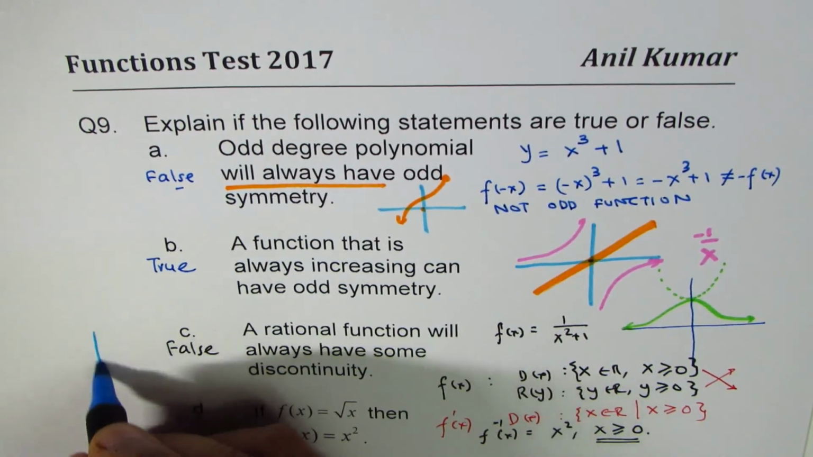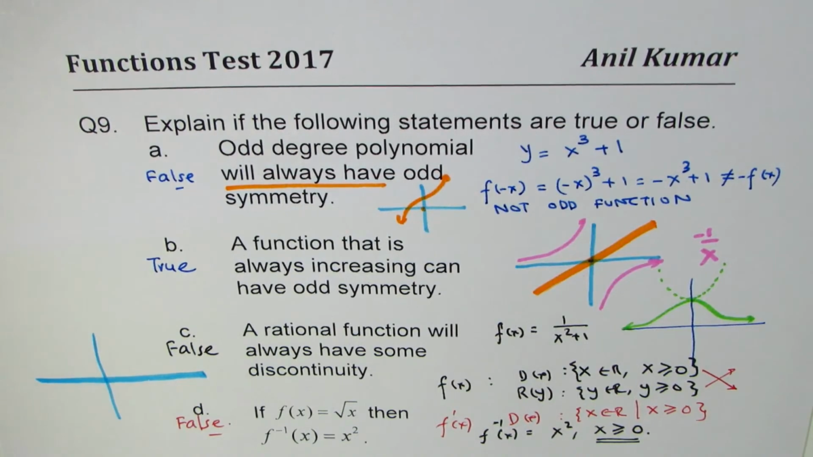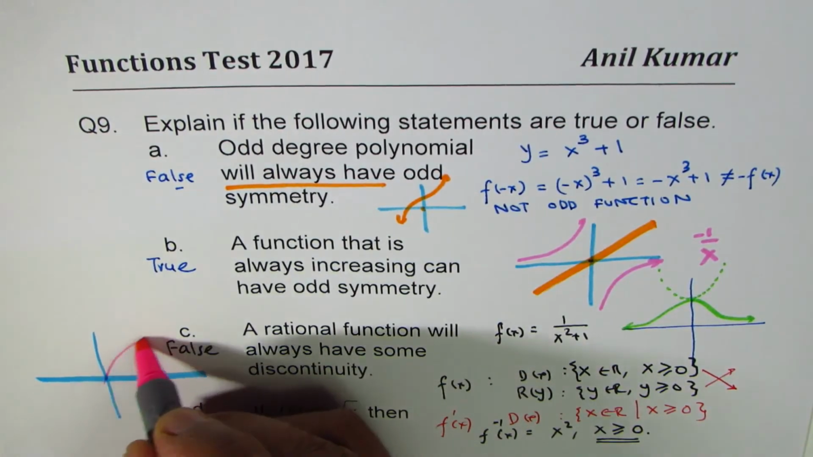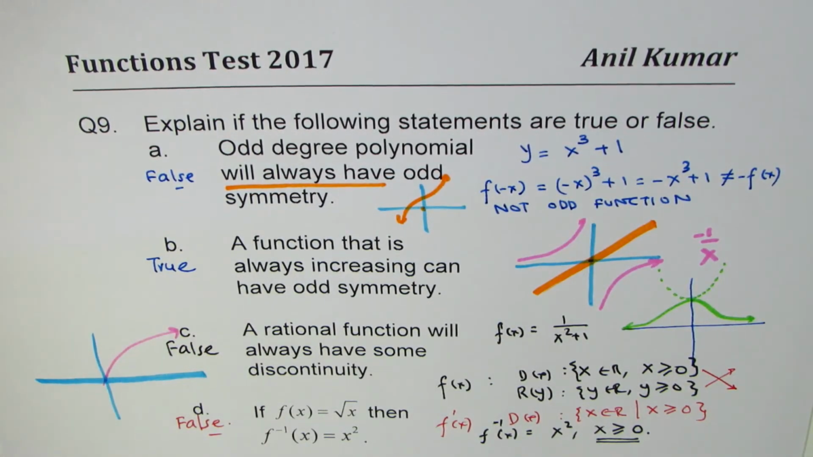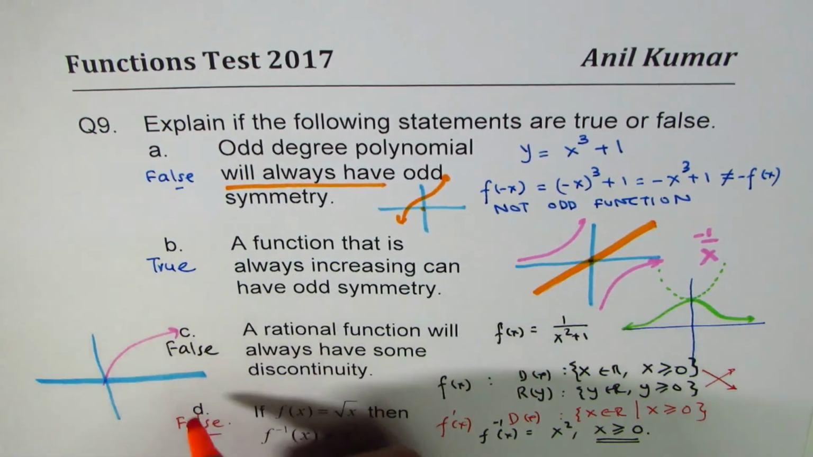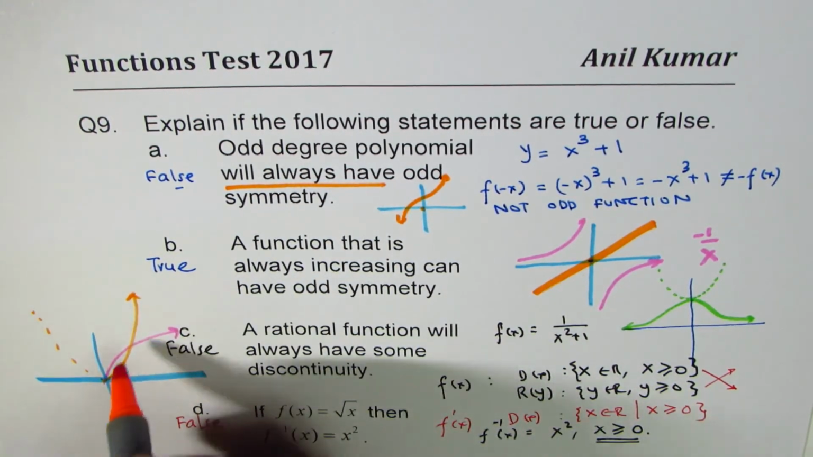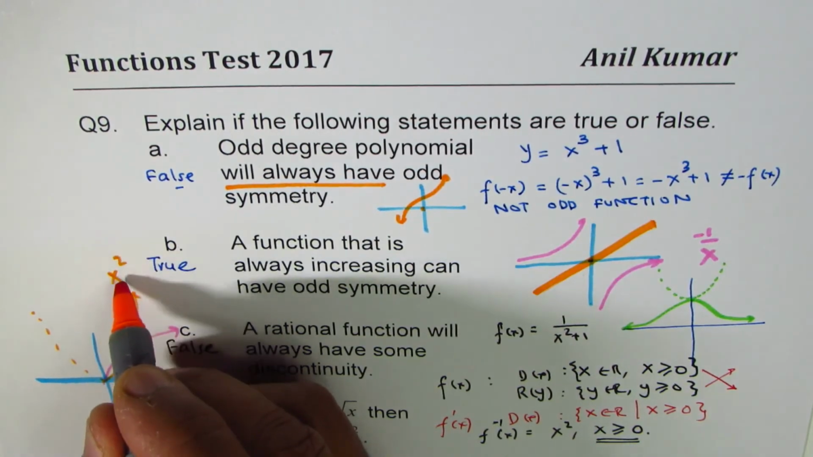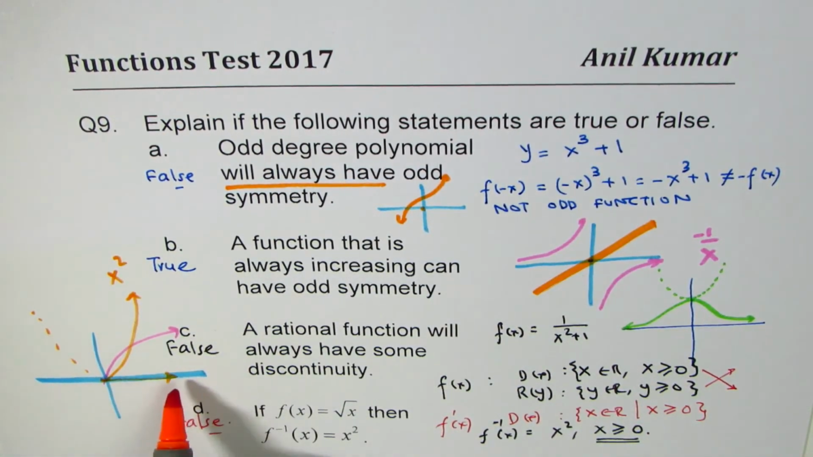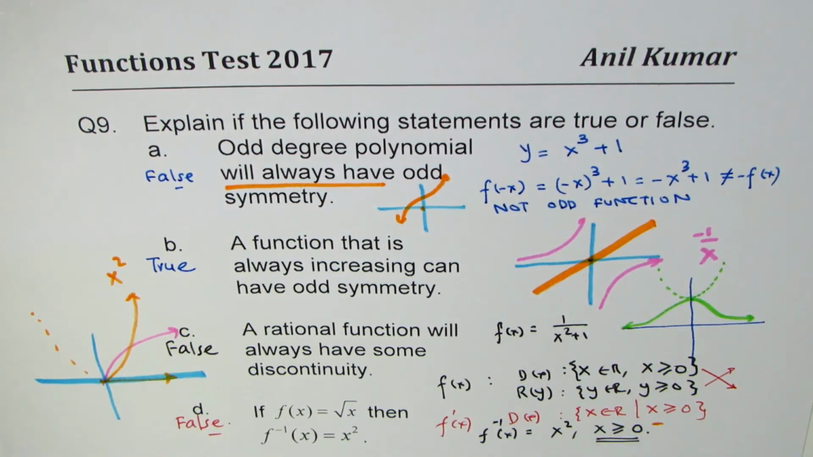Let me sketch here and show you the result. X squared is a function like this, and its inverse will be a function like this, not this arm. Do you understand? So that becomes x squared where x is greater than or equal to 0. So we have to consider only the right side of x squared as an inverse of this function, not the left side. That becomes a very important observation, right?